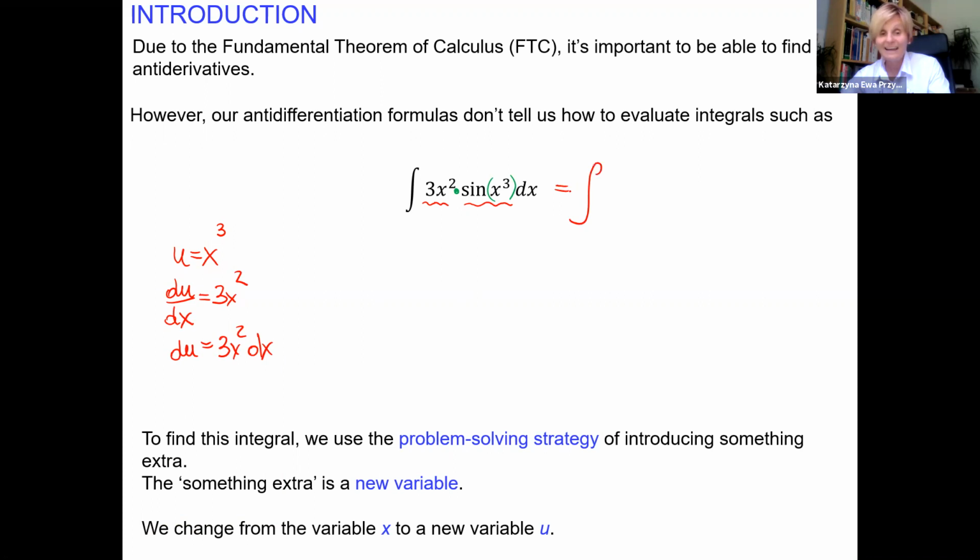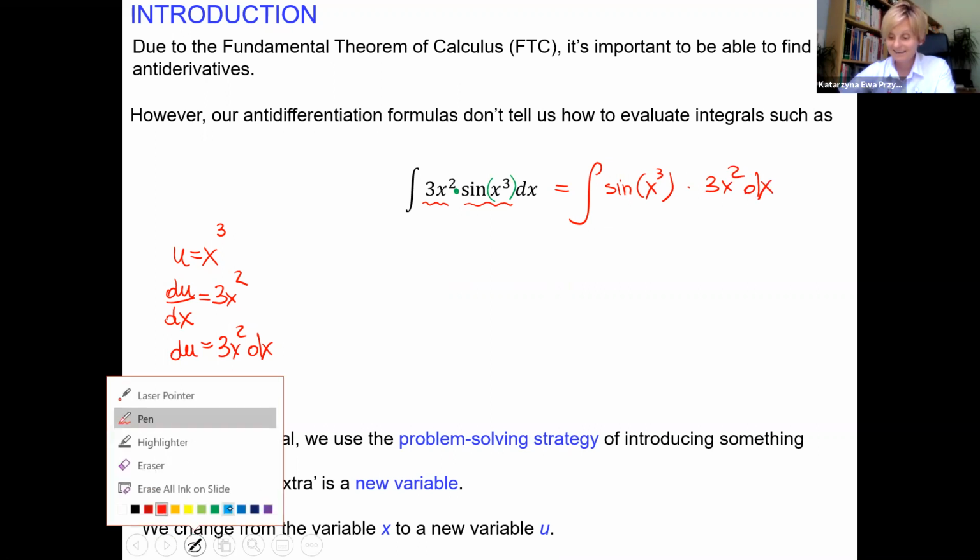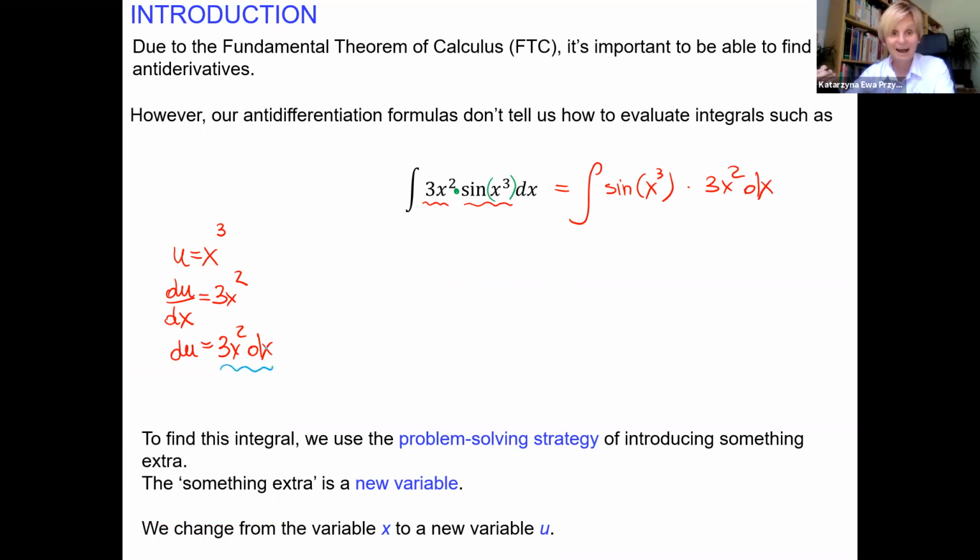Now, let's see if I can rewrite. I have to remove all of the x variables and put the u. I can change the order a little bit: sine of x cubed times 3x squared dx. And we can see that 3x squared dx happens to be the derivative of that x cubed. This part can be rewritten as a du from our table. And x cubed is just u. That's what we decided. Our integral looks like the integral of sine of u du.